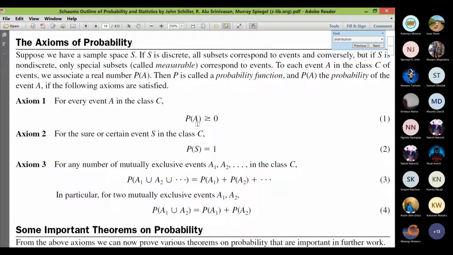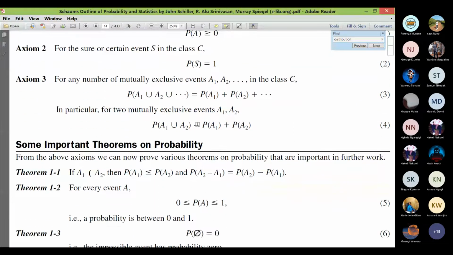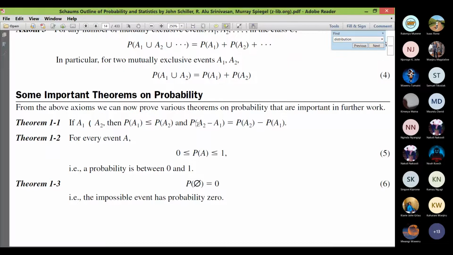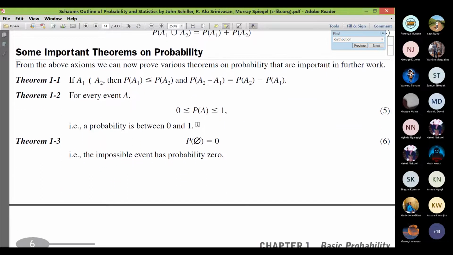In fact, let me just jump down a bit into a nicer way that they have put these axioms. Don't worry about it so much, because I don't want to bog you down. Let's come down to the theorems, because one of the things you need to know according to the course outline is the theorems or the properties of probability.